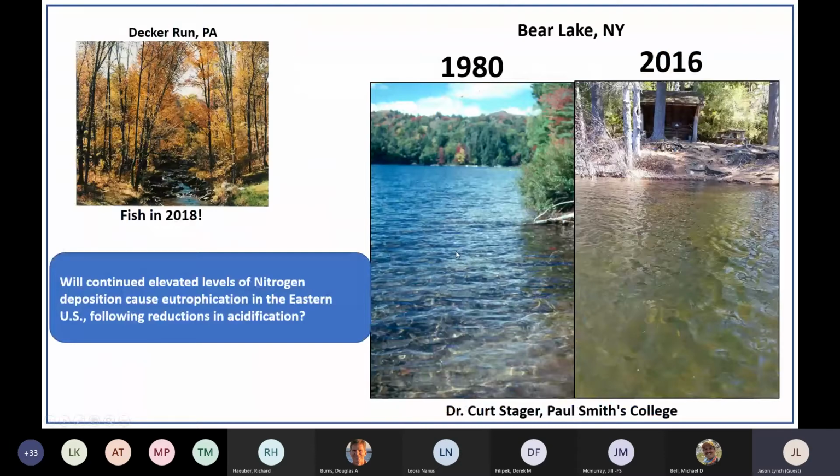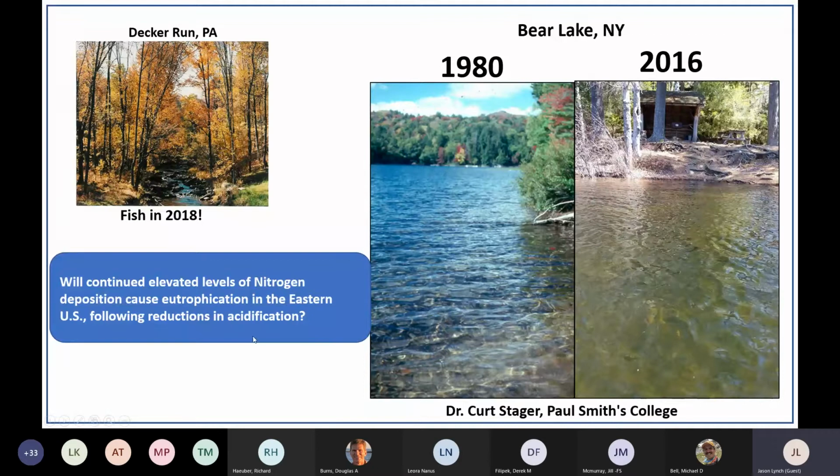All right, so I'll just end here, getting back to my childhood story. This stream does have fish in it again, and so deposition has improved to support it. In the case of Bear Lake, New York, here's a picture in 2016 showing probably what the lake should look like with the algae and photosynthesis in it. This really leads us to the question: will continued elevated nitrogen deposition cause eutrophication as we switch from lakes that were acidified to potentially lakes that were eutrophied?